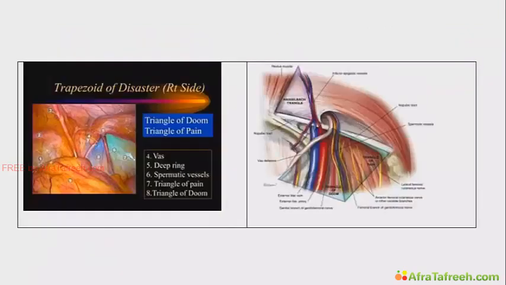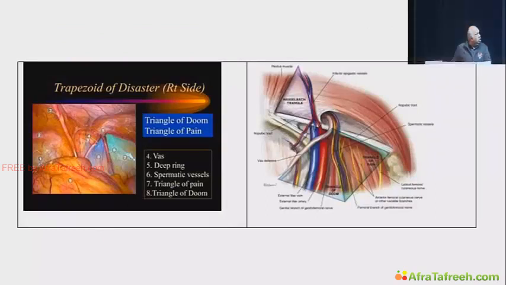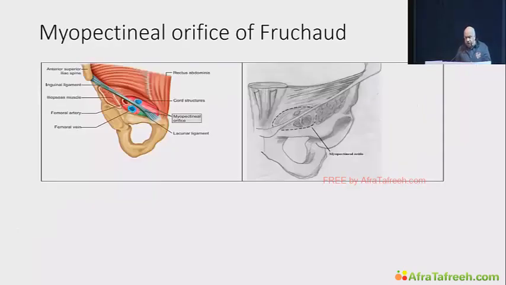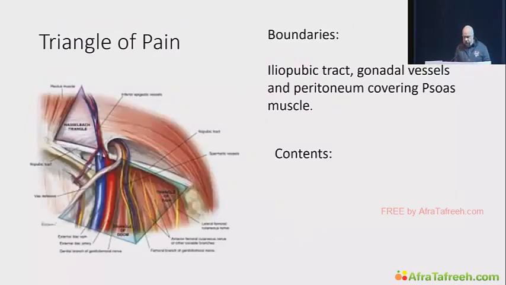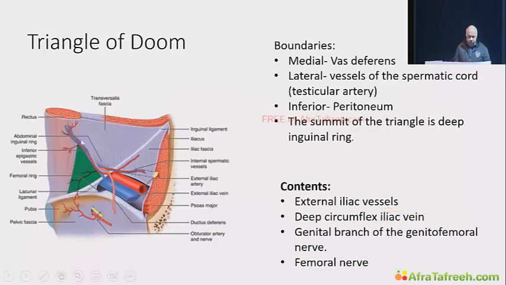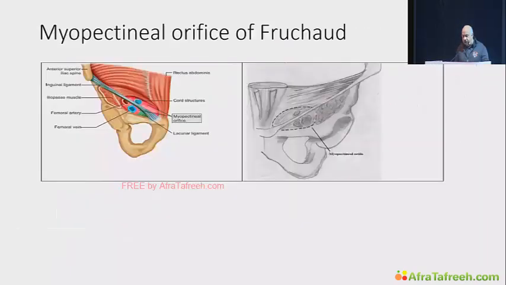Okay? Both together, the triangle of doom and triangle of pain, are called the trapezoid of disaster. So the triangle of doom is for vessels, the triangle of pain for nerves, together called the trapezoid of disaster. Now as you see here, we only have to fix this area, strengthen this area, not this area, not this area. Although my mesh will go there, I'll only strengthen this area. This is called the myopectineal orifice of Fruchaud, which again is an important MCQ. All these are new concepts in lap hernia, that's why they become questions.